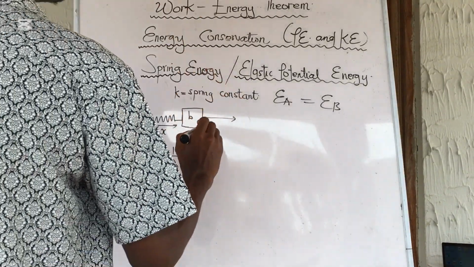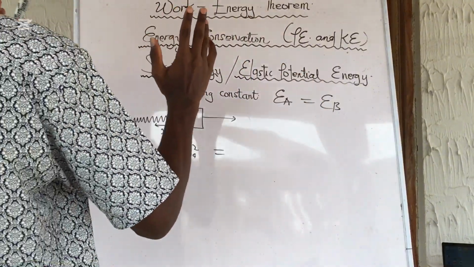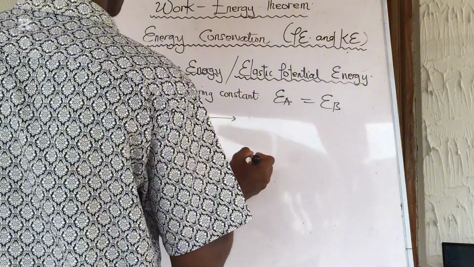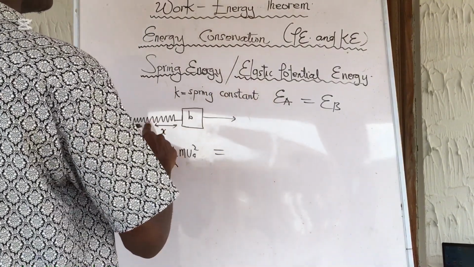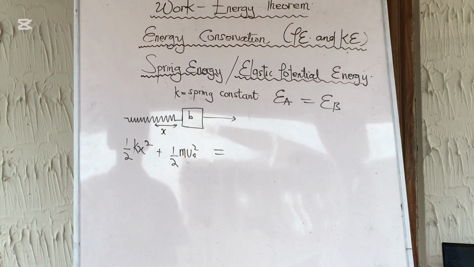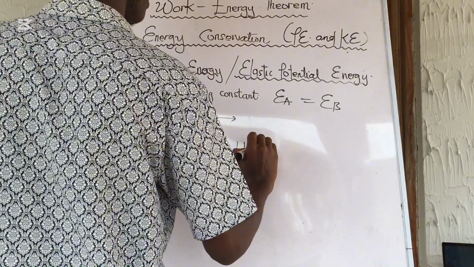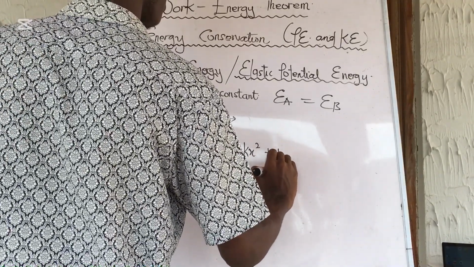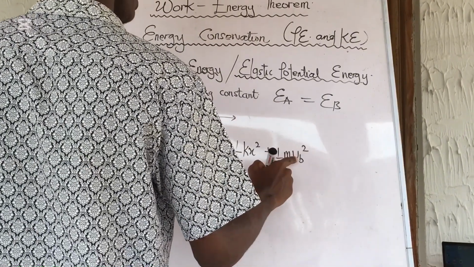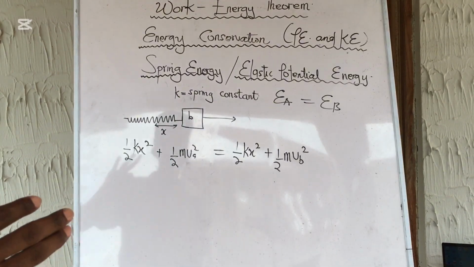Then it's equal to the total energy at point B, or the total energy after the spring has been released. After the spring has been released, you are going to realize that all the energy has been converted. The spring will go back to its original position. So you are going to have your half kx squared and also plus your half mv_B squared. The m represents the mass of the block, so there is no doubt.